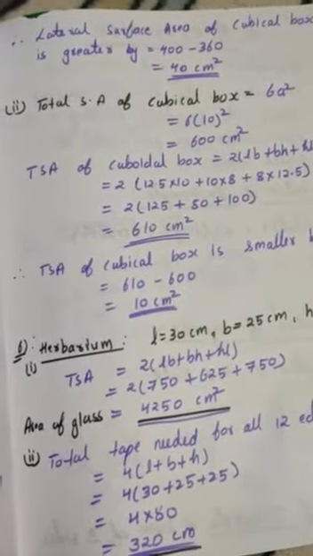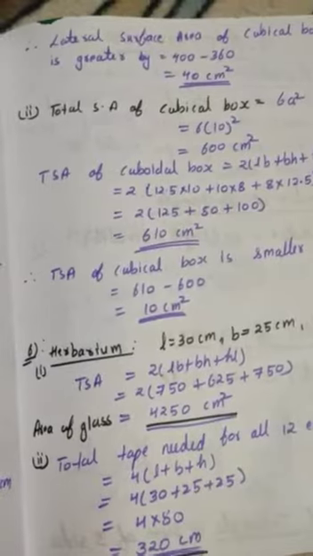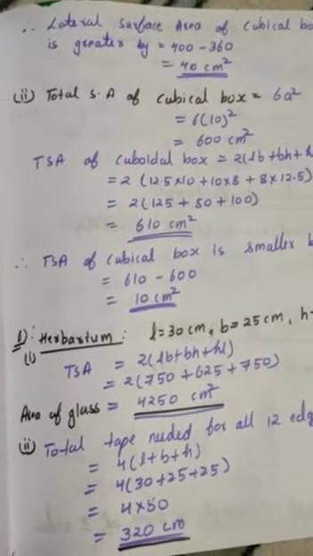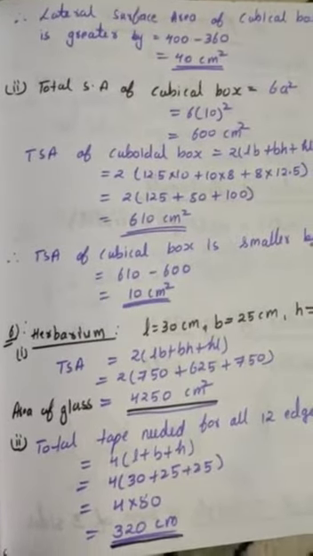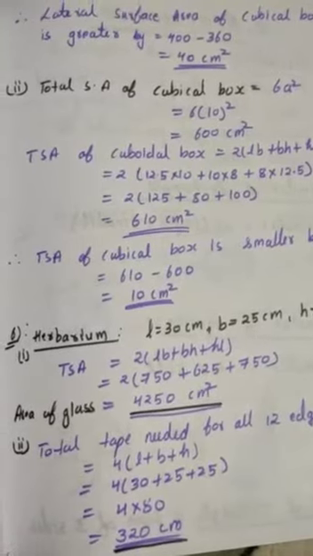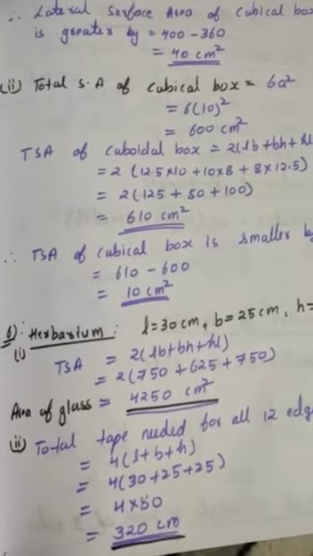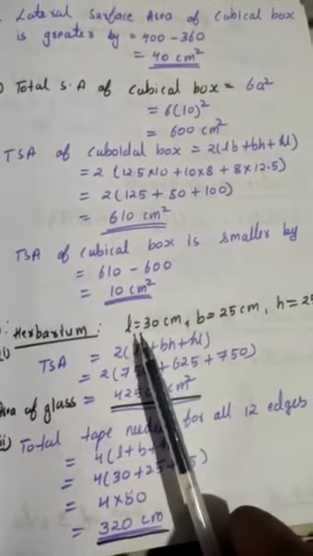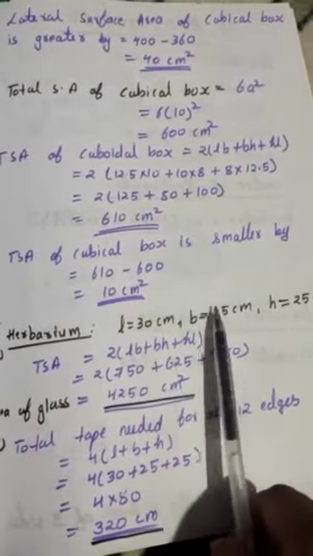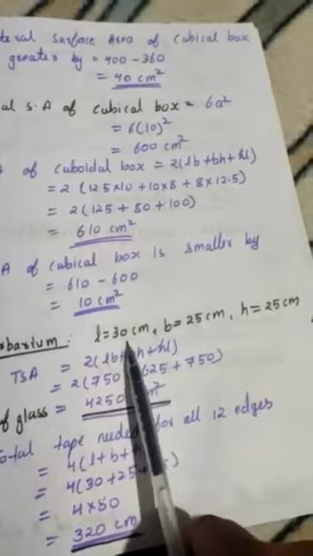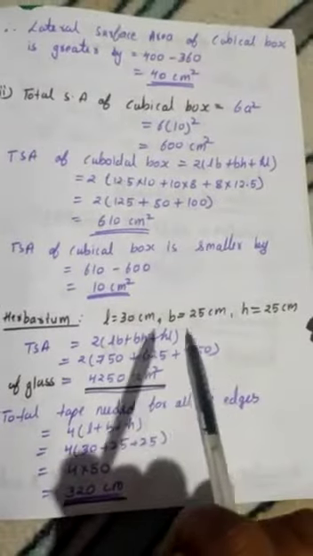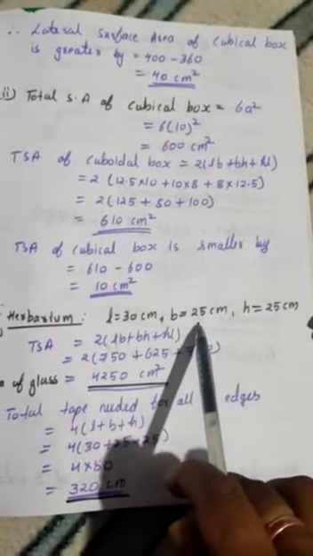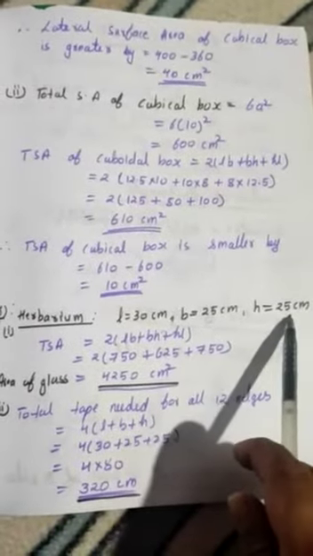So now after the fifth question I am doing the last question of the exercise. The remaining sums you will be doing. So the question is about a herbarium. A herbarium is made of glass whose dimensions L, B and H are given to you: 30 centimeter, 25 centimeter and 25 centimeter.